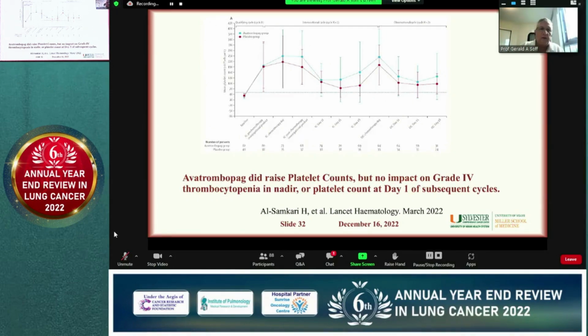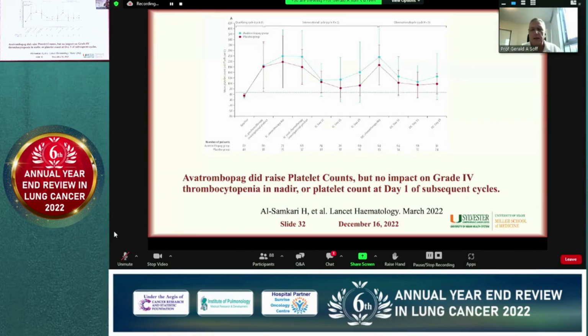So the patients started off exactly the same. Patients' platelet counts came up beautifully. Avatrombopag was higher than placebo. But at both here and at the second cycle here, again, in the placebo patients, the platelets were more than adequate for the next chemotherapy cycle. So again, you can't do better than not needing the drug. And that's, again, the recurring theme in both of these studies.